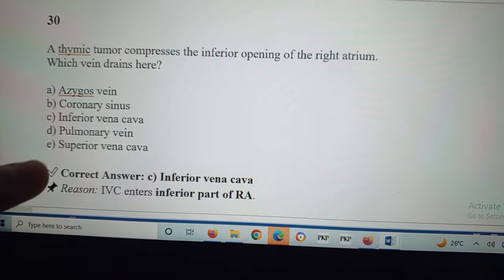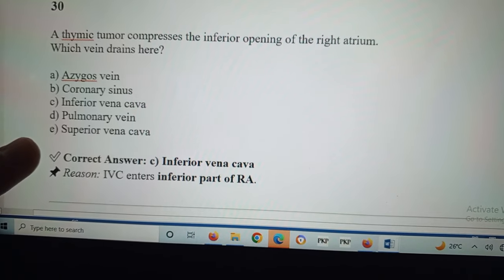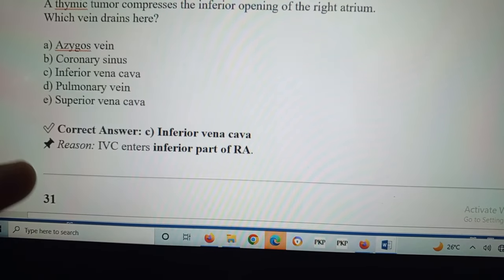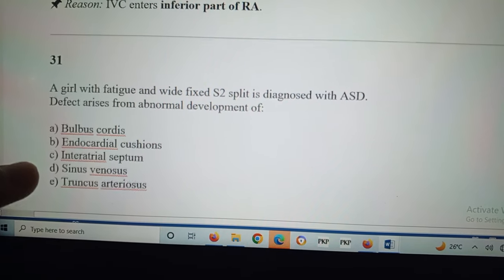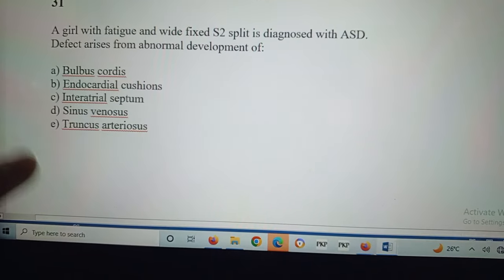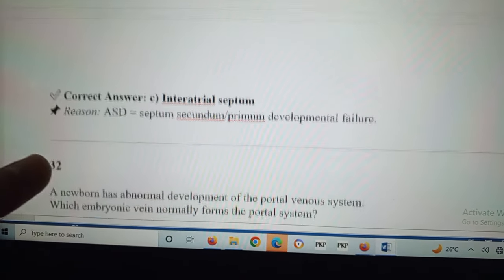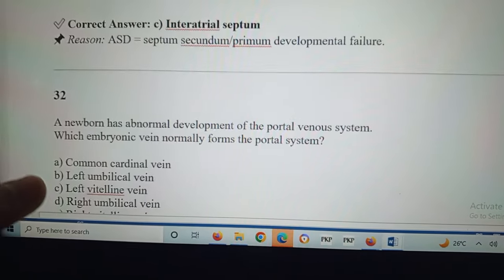A thymic tumor compresses the inferior opening of the right atrium. Which veins drain here? Inferior vena cava. Inferior vena cava enters inferior part of the right atrium. A girl with fatigue, wide fixed S2 split is diagnosed with ASD. Defect arises from the abnormal development of interatrial septum. Interatrial septum defect, septum secundum or primum developmental failure.